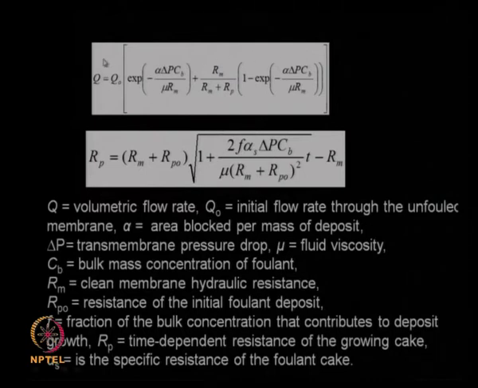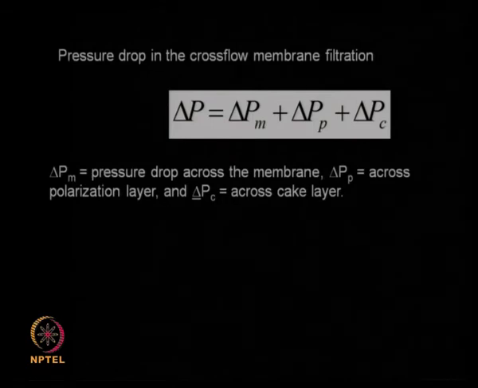So this is how this flow happens as a function of time when there is going to be some sort of a deposit. The deposit could be of various types, so the n could range from 0 to 2. Now if you take a cross flow membrane, the pressure drop in the cross flow membrane will be made up of 3 terms: pressure drop across the membrane material, across the polarization layer and across the cake layer. So you have 3 pressure drops which will add up to the overall pressure drop. You need to keep that in mind: pressure drop because of the membrane material, pressure drop because of the polarization, pressure drop across the cake.